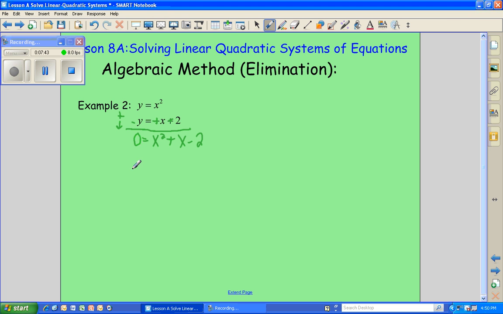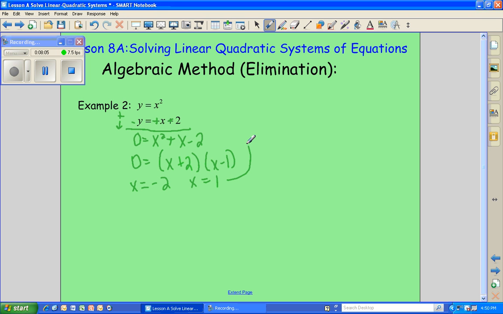So then you have your quadratic equation, which you can solve. The last time I did the quadratic formula, this time I'm just going to factor. So this factors as (x + 2)(x - 1). So when I solve those, I get x equals negative 2 and x equals positive 1.